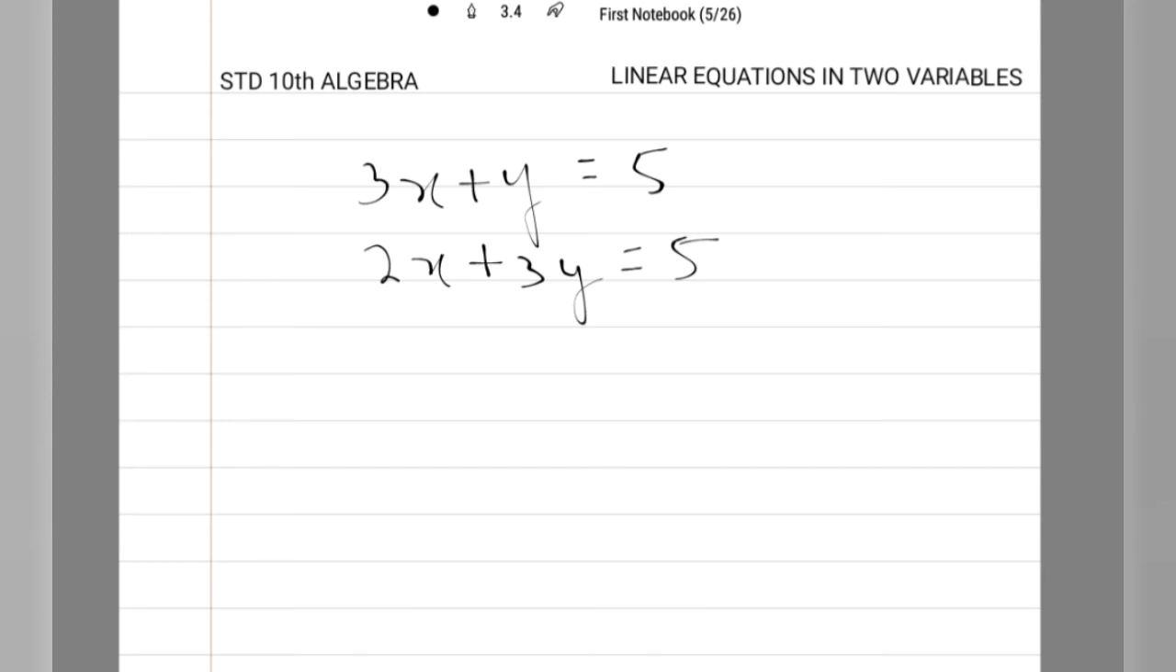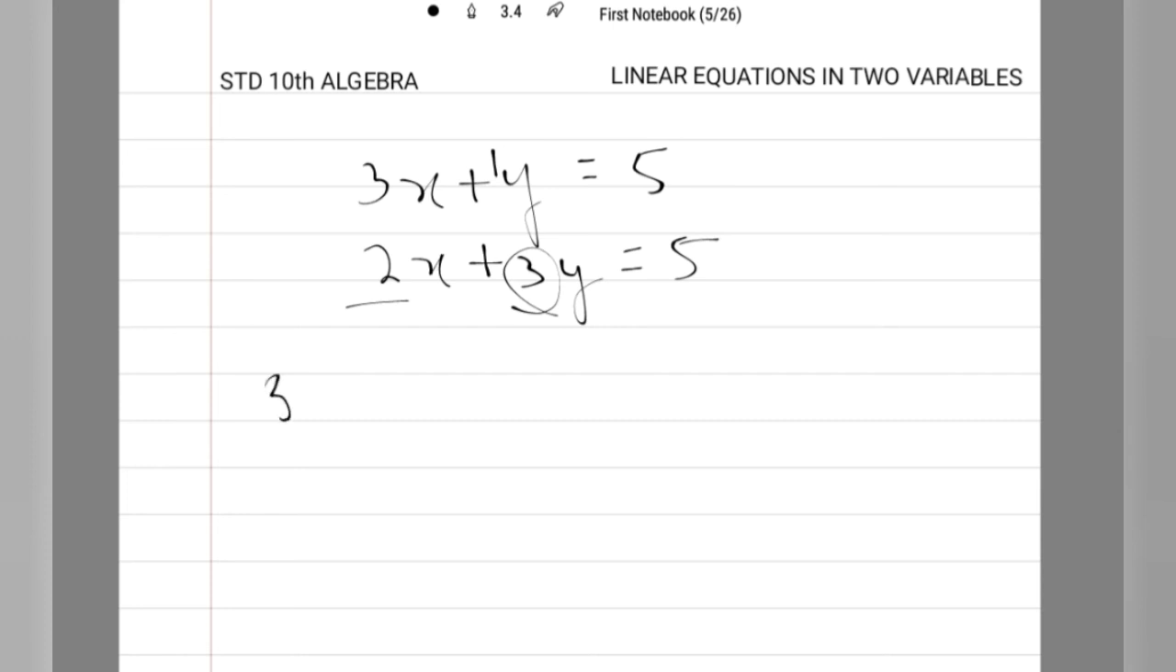If you notice here, both x and y have different coefficients. That is, x has 3 in the first equation and 2 in the second equation, and y has 1 in the first equation and 3 in the second equation. So we need to equate the coefficients in both equations. Okay, so we multiply the first equation by 3. So we get the coefficient of y to be equal, that is 3.